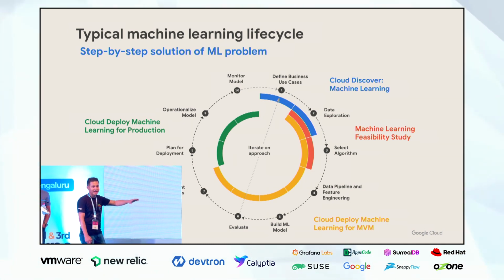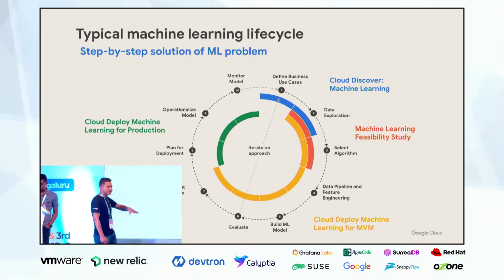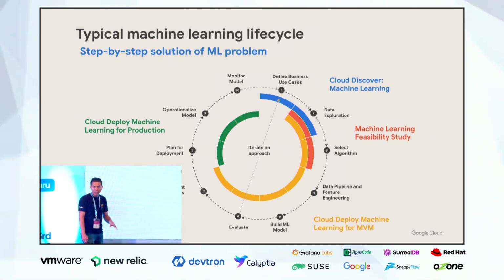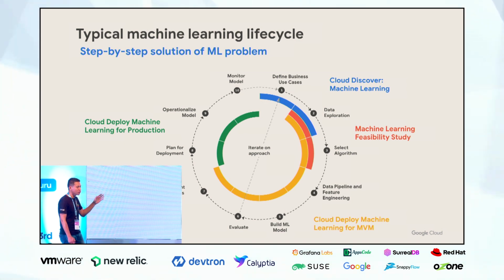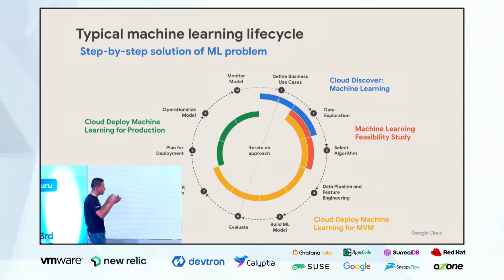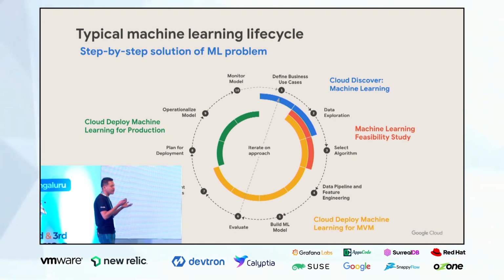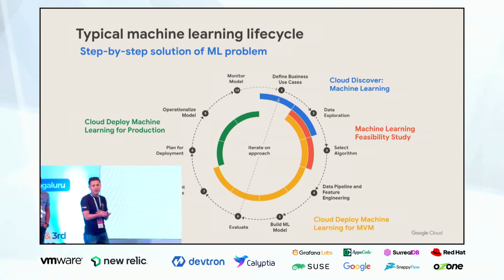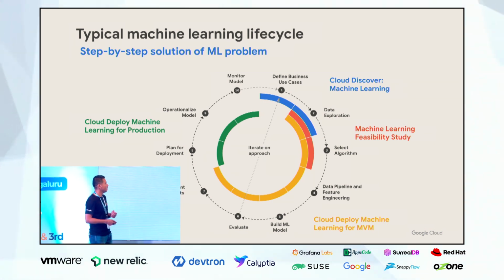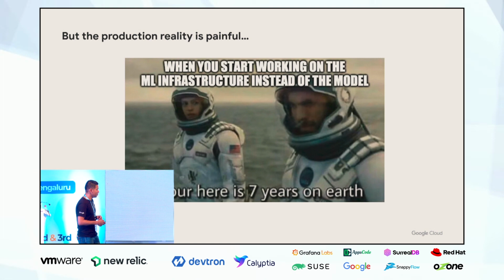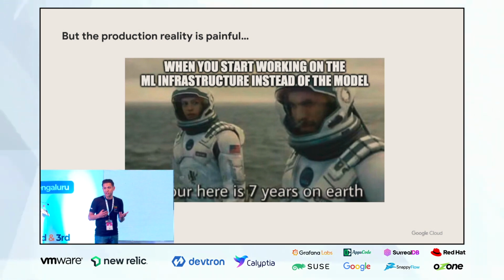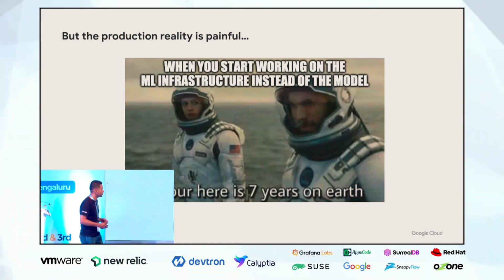So just to take you through quickly a typical machine learning lifecycle, you start off with your business use case, you do data exploration, you do a lot of experimentation, select an algorithm, run some data pipelines, build them, do feature engineering, build a model, evaluate, present the results to your stakeholders. Once you get a buy-in, you plan for deployment, you operationalize a model, and then basically the time comes for model monitoring. But the production reality is actually very painful. Most of us would understand.